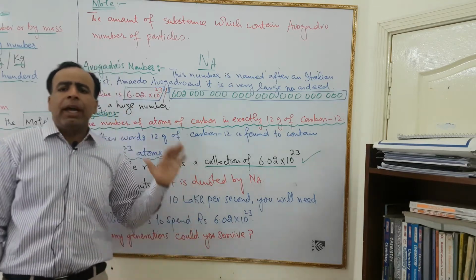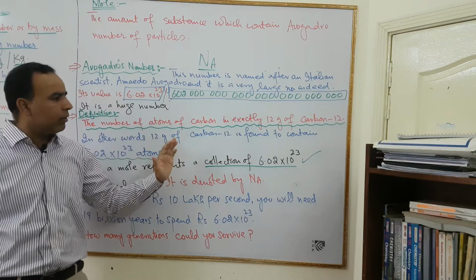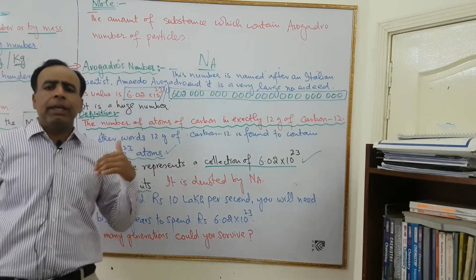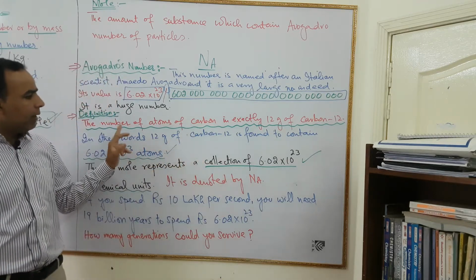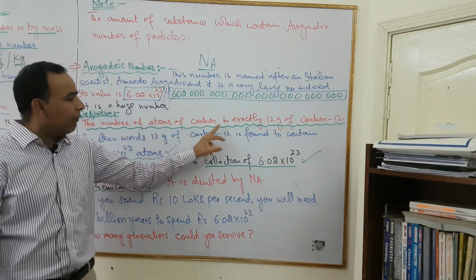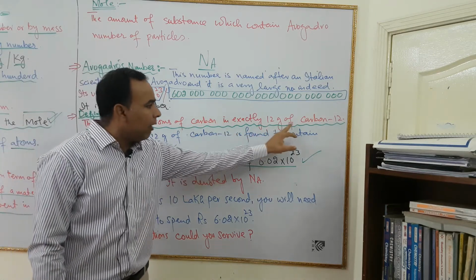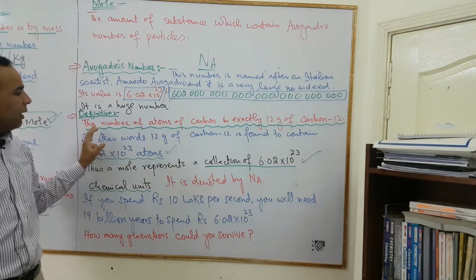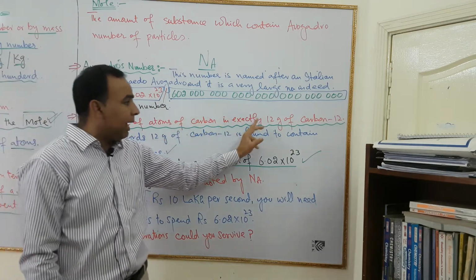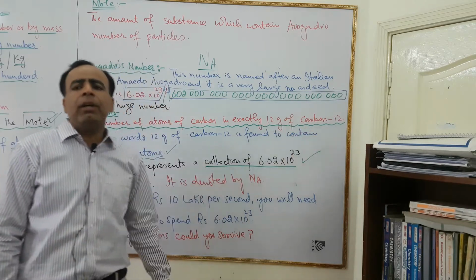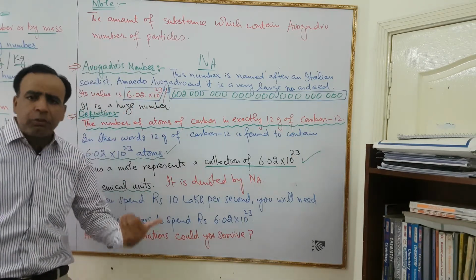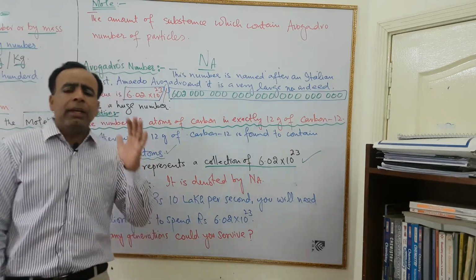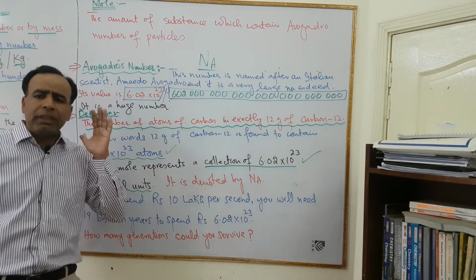This means that the Avogadro number or Avogadro constant, its value being 6.02 × 10^23, is the number of atoms of carbon in exactly 12 gram of carbon-12. Thus we can define Avogadro number as the number of atoms of carbon in exactly 12 gram of carbon-12. My dear students, in other words, 12 gram of carbon-12 is found to contain 6.02 × 10^23 atoms.